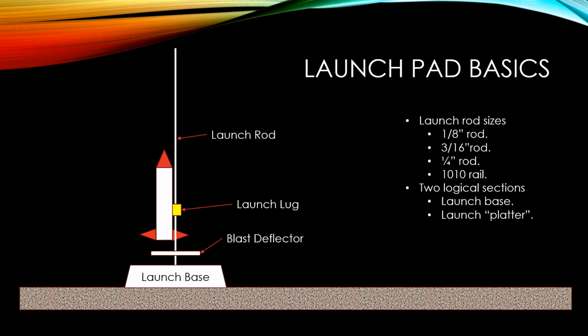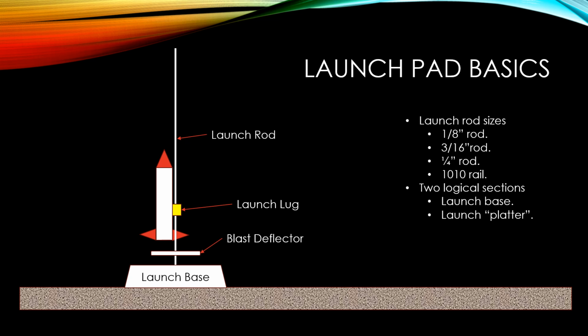I would like to frame all the information on launch pads with a couple of diagrams and definitions. If we take a look at a launch pad, I collectively call the launch pad comprised of really two logical sections. We've got the launch base, which will establish a solid connection on the ground. And this can be done in many forms. There's many different ways to do this. The second part is really the part that holds the rocket. And I'm going to call this the launch platter.